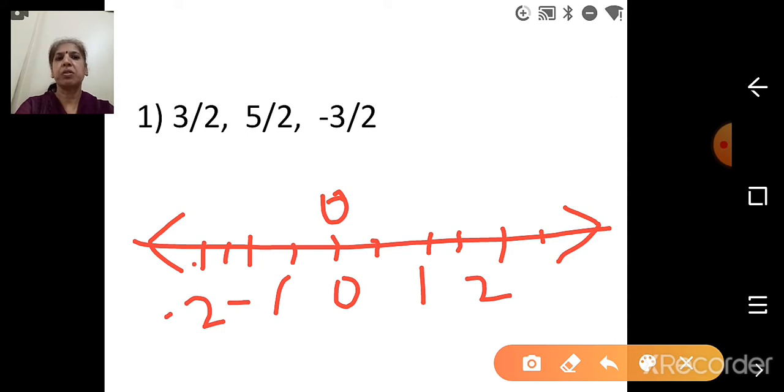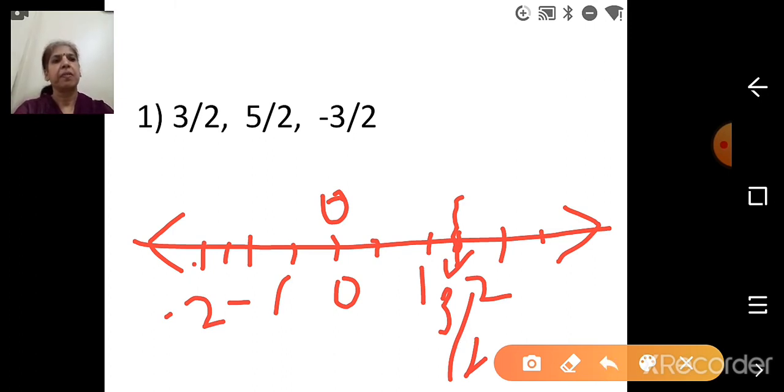First number is 3 upon 2. Positive side, right of 0. So from 0 you count 1 upon 2, 2 upon 2, and this number is 3 upon 2. So you have to be very careful in showing the numbers. So these are 3 upon 2. So similarly, if next number is 5 upon 2, same way you start the counting, that is after 0, 1 upon 2, 2 upon 2, 3 upon 2, 4 upon 2, 5 upon 2. Just show one arrow marking and show that number. This is your number 5 upon 2.